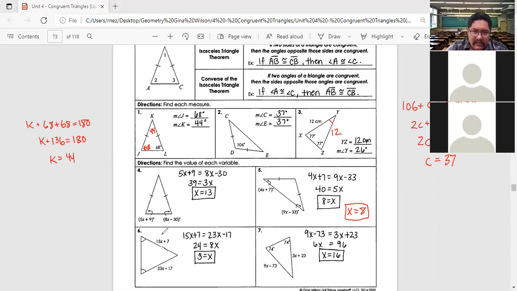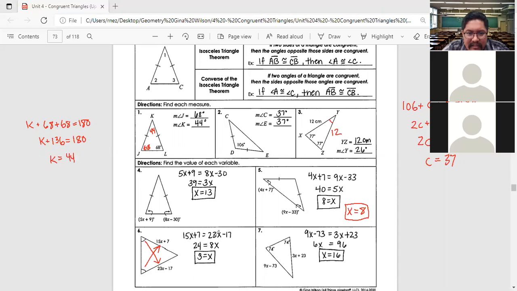Okay, so in this case here, it looks like we're looking at the lengths. We're using the converse isosceles triangle theorem, because we know that if these angles match, that means their opposite sides would also match. So in this case here, they do the same thing. 15x plus 7 and 23x minus 17. So that's where we get these numbers from.